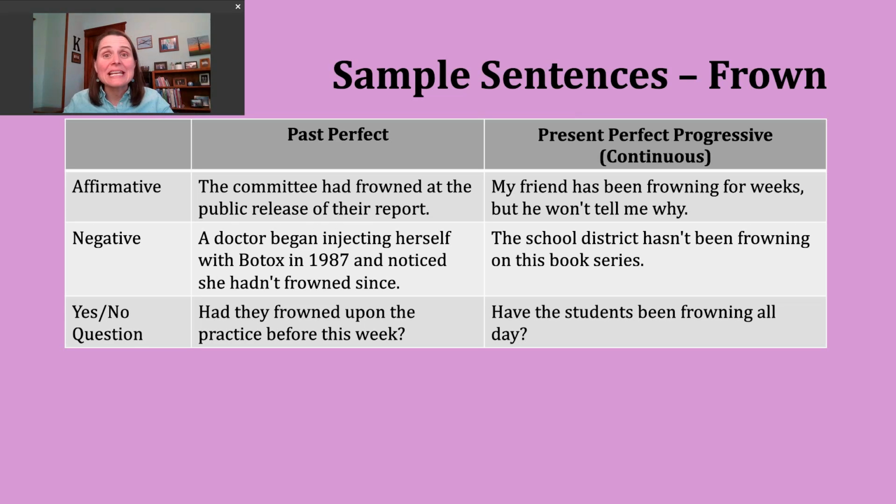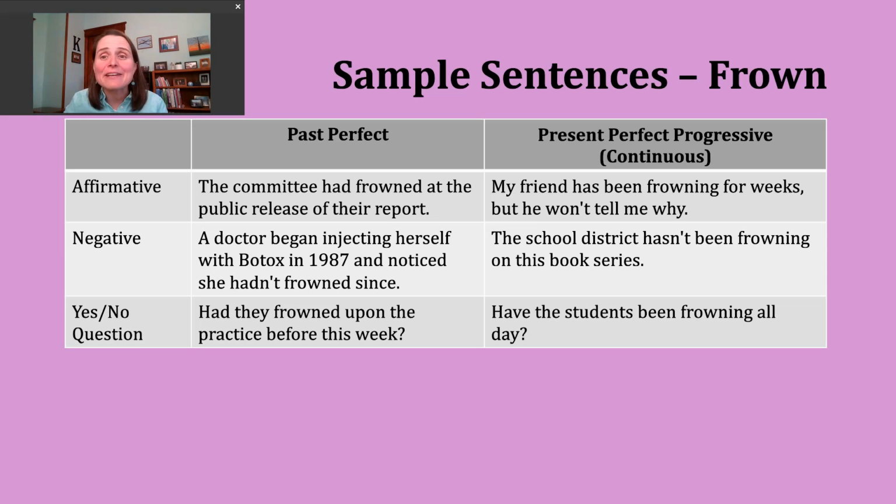But if my subject is he, she, or it, then I want to use has, H-A-S, been, and the ing form the verb. Let's take a look at an example sentence. My friend has been frowning for weeks, but he won't tell me why. Okay? So here I'm describing this action, right? So I know my friend is displeased or not approving of something, but I don't know why. This action is continuing, and it sounds like it may continue into the future.